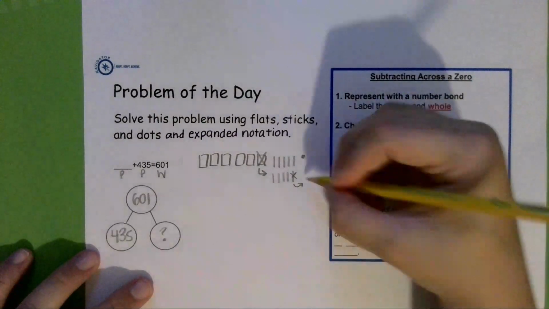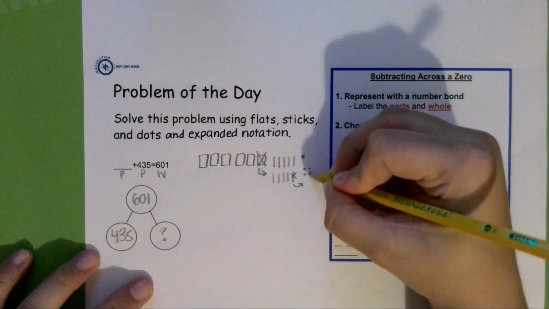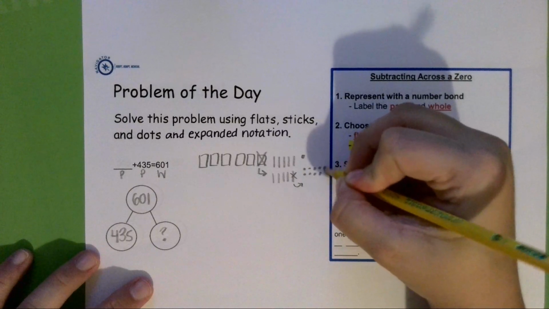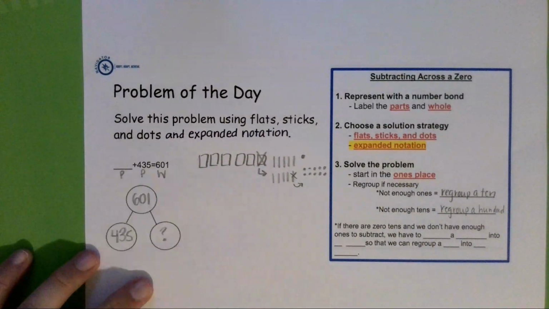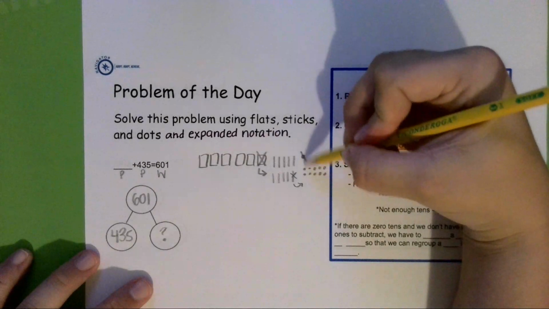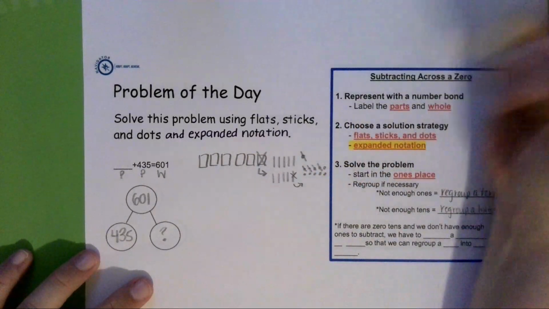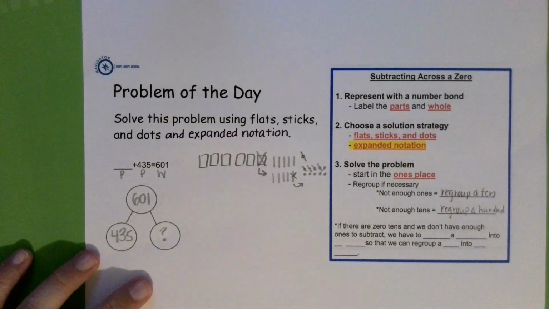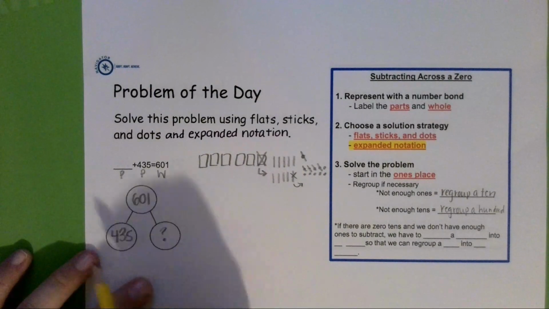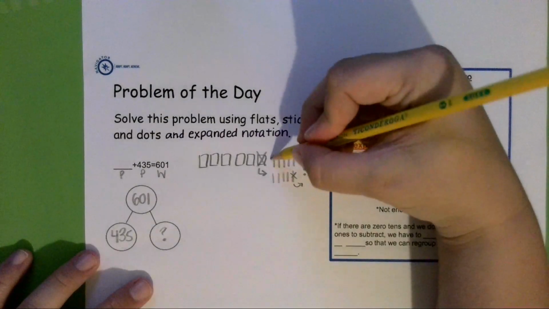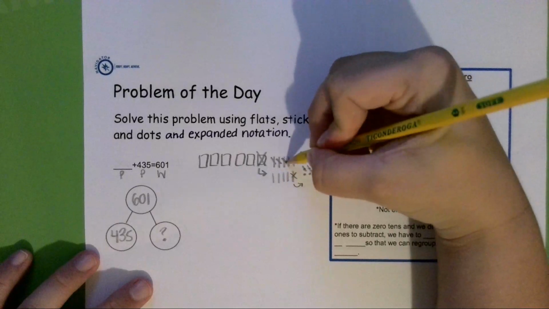Count 10 ones with me. 1, 2, 3, 4, 5, 6, 7, 8, 9, 10. Now let's subtract our 5 ones. Count with me. 1, 2, 3, 4, 5. How many 10s do we need to subtract? Say it out loud. Right, 3 10s. Let's do it. 1 10, 2 10s, 3 10s.